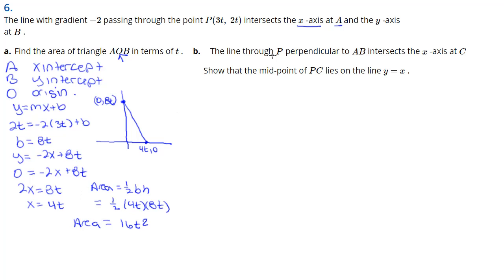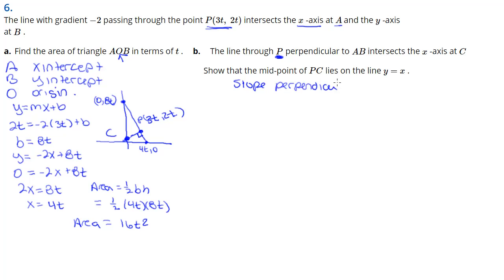Now in part B, it says we've got this point P. Well, we already know that is (3t, 2t). We don't know exactly where it is. And we know that it creates a line that's perpendicular to AB, and it's going to go to the x-axis at C. Well, our job is to find out what that point is at C. So then we've got to find the midpoint and then prove that it's on the y equals x line. So let's go one step at a time.